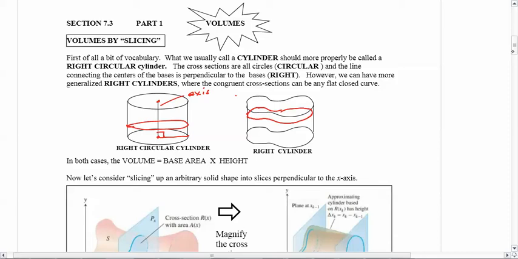And because of that property, where the base is horizontal and all the cross sections are exactly the same as the base or the top, the volume will be the base area times the height.